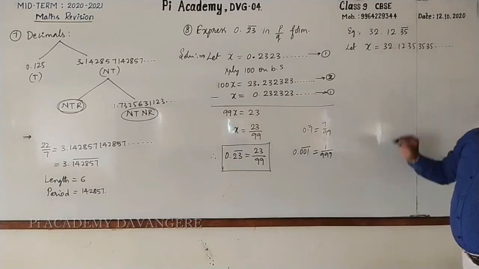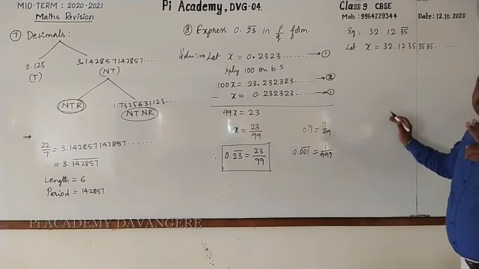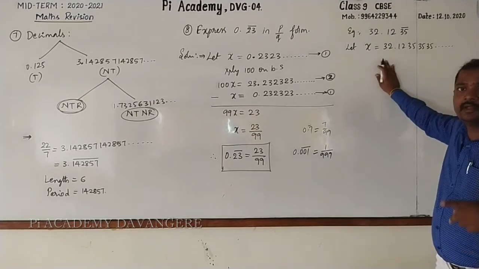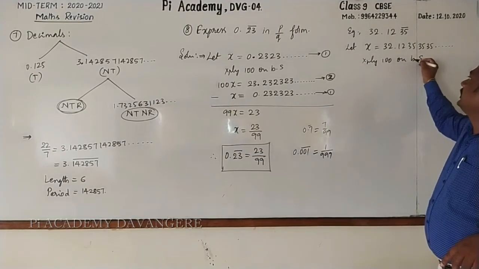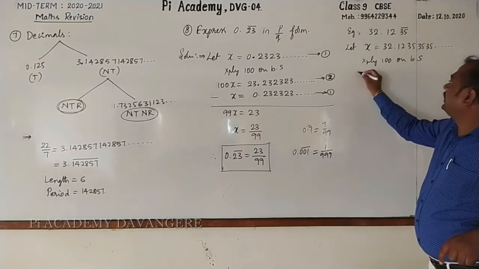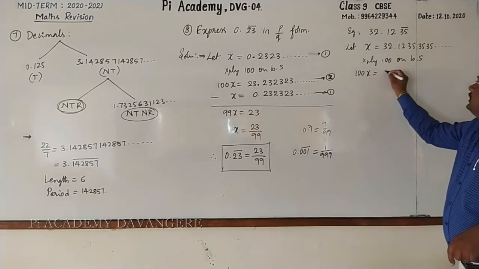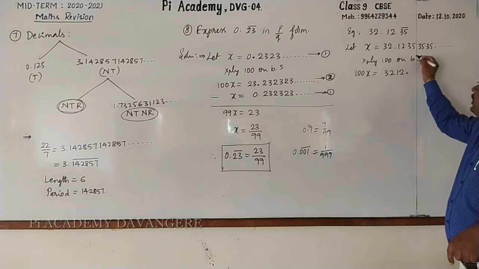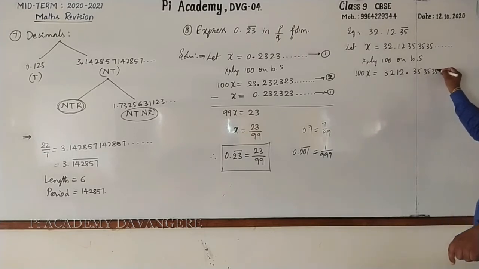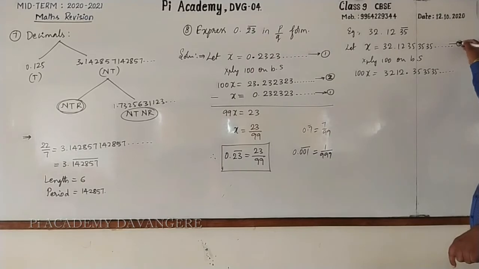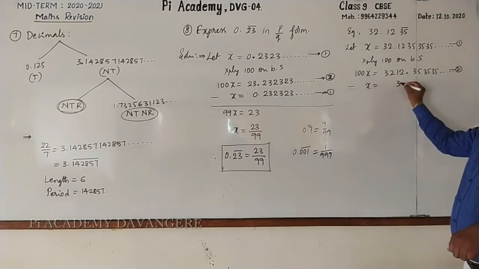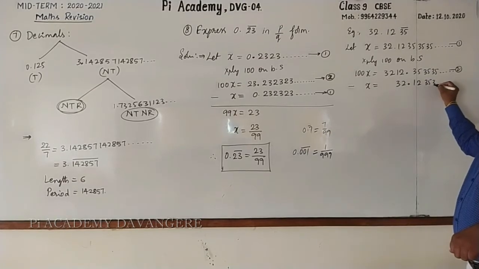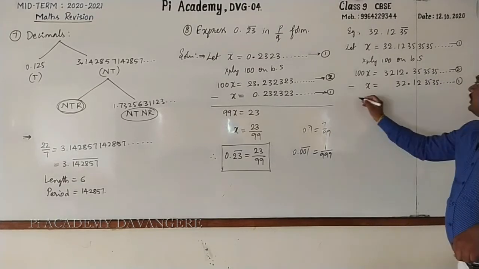How many digits are there in the repeating block? 2 digits. Then what should be multiplied? Again 100. So multiply 100 on both the sides. Then it will be 100 into x, 100x. This is 3212.35, 35, 35 and so on. You call this as equation 2 and the first as equation 1. So equation 2 minus equation 1. 100x minus x is equal to 3212.353535 minus 32.123535 and so on. Subtract.